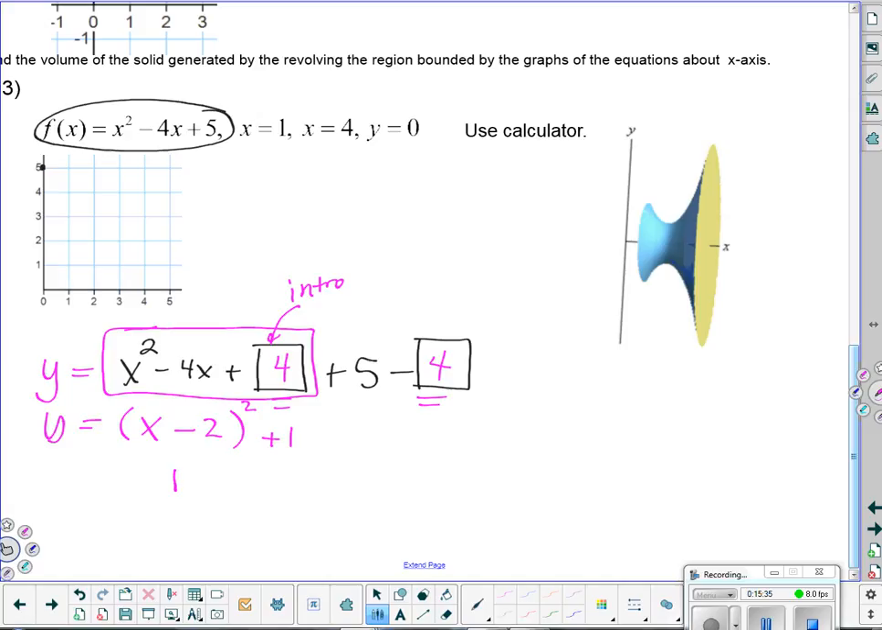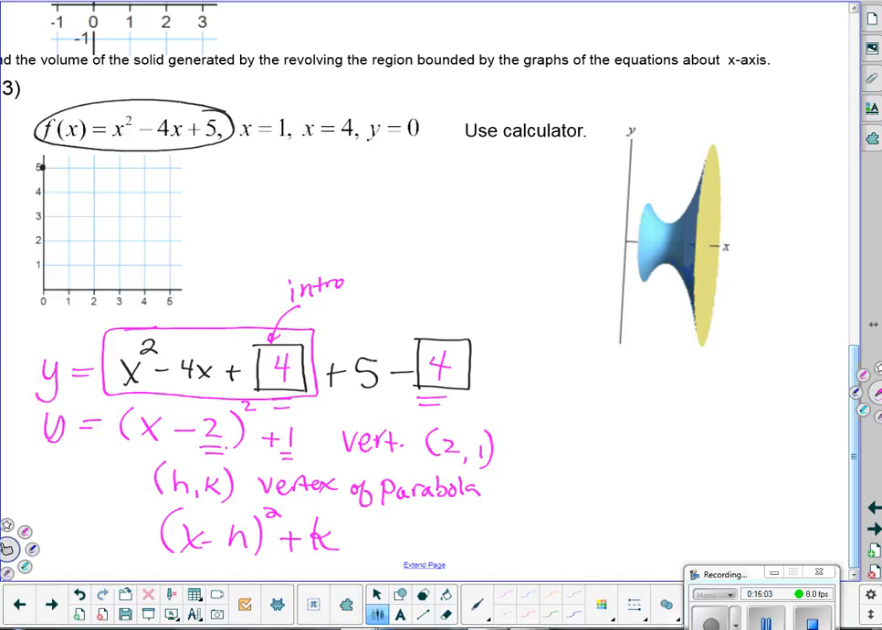That gives us h comma k, doesn't it? What's hk? The vertex of the parabola. Does this come back to you now? The normal format was x minus h quantity squared plus k. So our vertex is at 2, 1. 2, 1 is the bottom of this parabola, and we had already marked that.